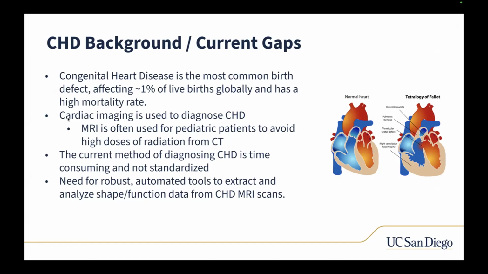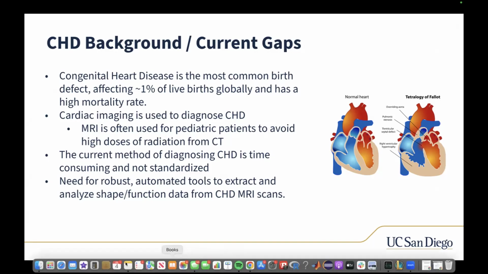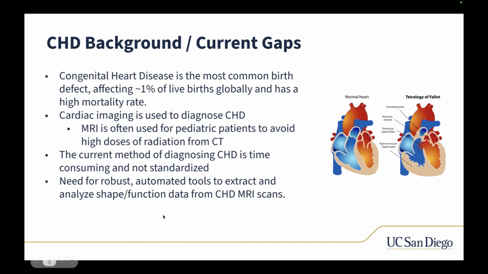And people use cardiac imaging in order to diagnose CHD. MRI is often used because it has low doses of radiation compared to CT, and that's specific for kids. People don't want to put a high dose of radiation in that quickly. The current method is physician-based in how to diagnose CHD. So this is pretty time consuming and it's also not standardized. Every physician, whether you're a cardiologist, surgeon, or radiologist, has a different way that they diagnose it. So it's not standardized at all.